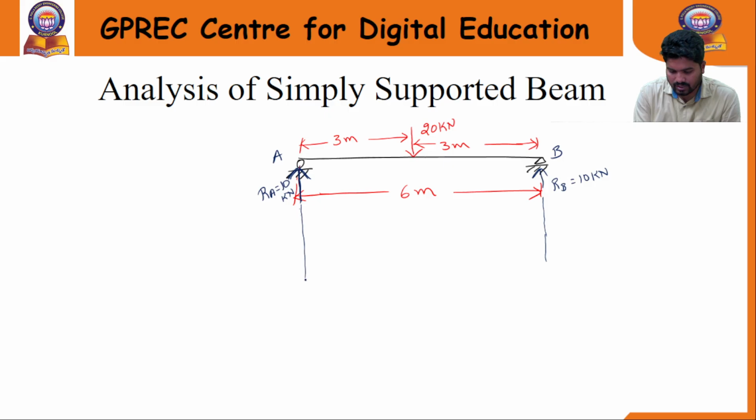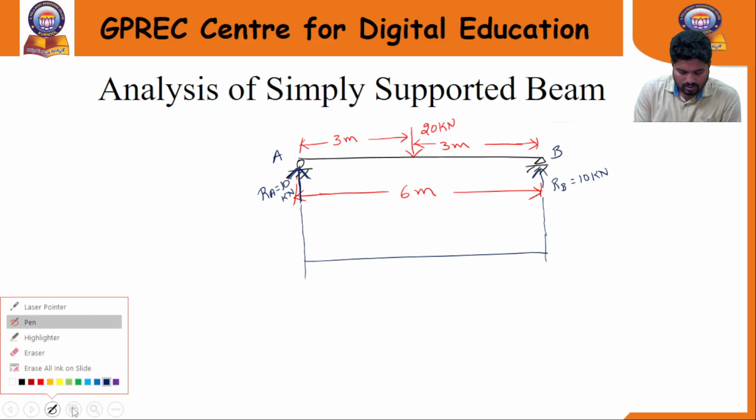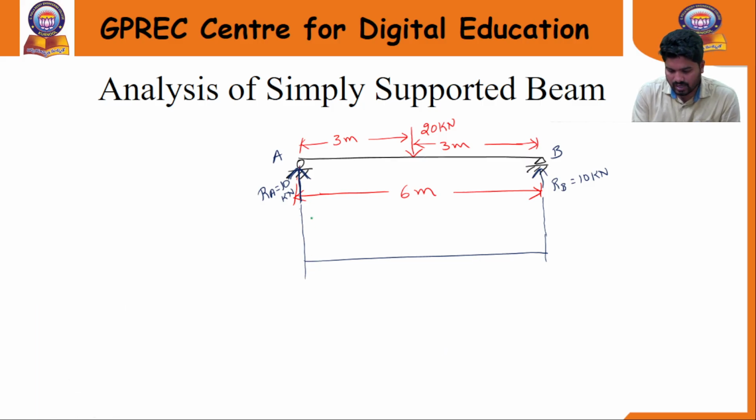Here I am trying to draw the shear force diagram with the help of these three loads, the reactions and the concentrated load. You can get the shear force diagram like this, two rectangular boxes. Here you will get positive shear force and here negative shear force, with a magnitude of 10 kilonewton here and 10 kilonewton over here.